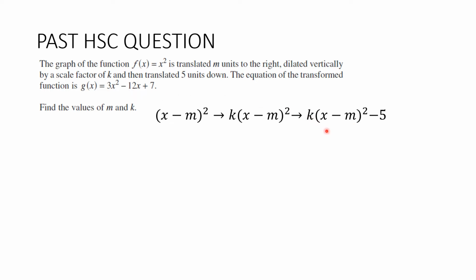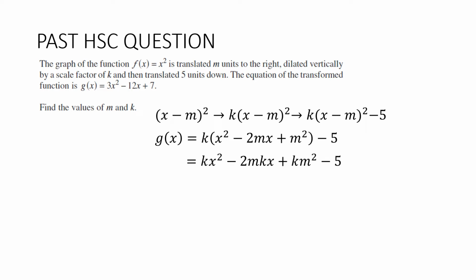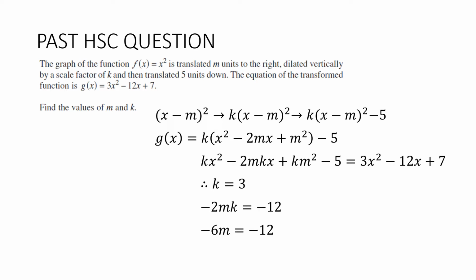So let's expand this out and tidy it up. x² take away 2 times m times x plus m². And then expanding through the brackets, we're going to get kx² - 2mkx + km² - 5, and this is equivalent to 3x² - 12x + 7. Now we can equate coefficients of like terms. So can you see that k is equal to 3? And -2mk is equal to -12. We know that k is equal to 3, so -6m is equal to -12, therefore m is equal to 2.